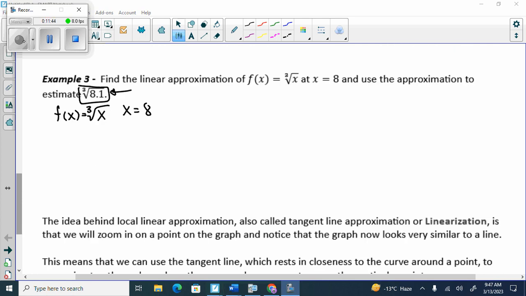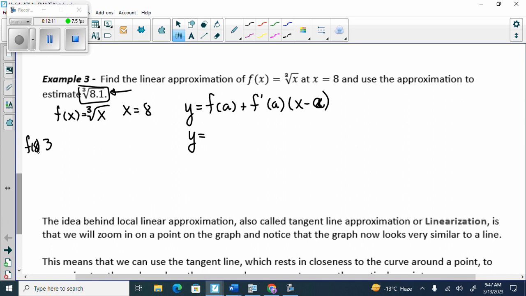All right. So here we're going to have y equals f of a plus f prime of a times x minus a. That is supposed to be an a. We're going to put an 8 in there. Now, if I didn't give you what to estimate it to, you would just have a general solution with an x, correct? You wouldn't actually plug in any values, which is what you're going to do today in your homework. So we're going to have y equals f of a. So f of 8 equals the cube root of 8, which is 2.